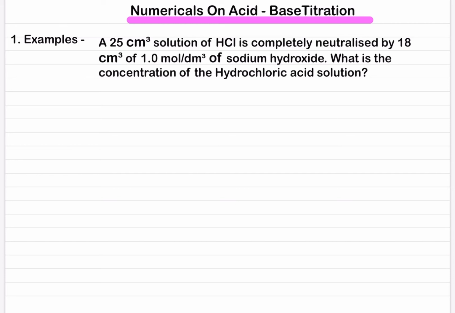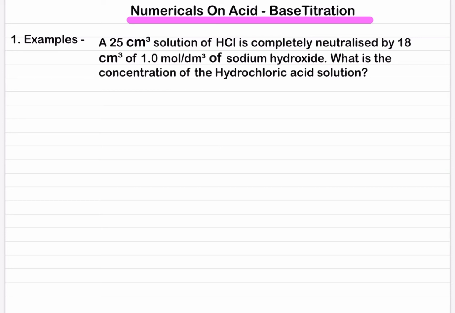So the first question is, a 25 centimeter cube solution of hydrochloric acid is completely neutralized by 18 centimeter cube of 1.0 mole per decimeter cube of sodium hydroxide. What is the concentration of hydrochloric acid solution? So in this question, what is being asked is, what is the concentration of hydrochloric acid?